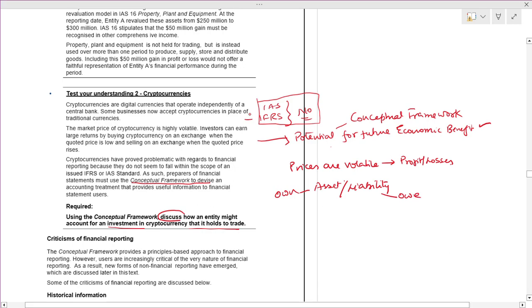Now, these are the points which have to be taken. It has the potential for future economic benefits. The prices are volatile, where we are getting profits or losses, and most importantly, if you own it, we can characterize it as an asset, and if you owe it, a liability. But technically speaking, there is no specific reference in the standards, so this is going to be a contemporary issue.